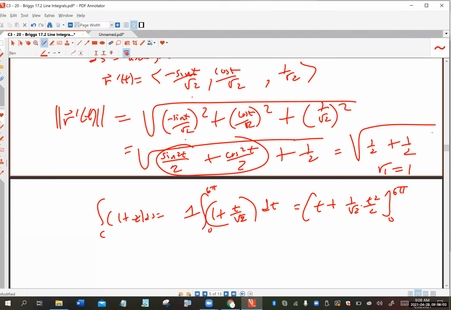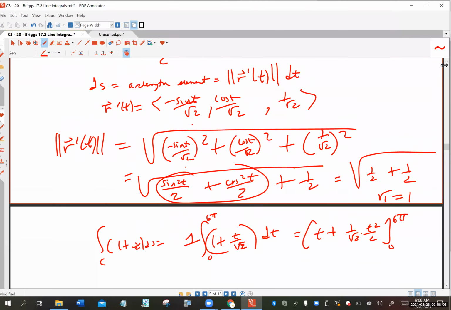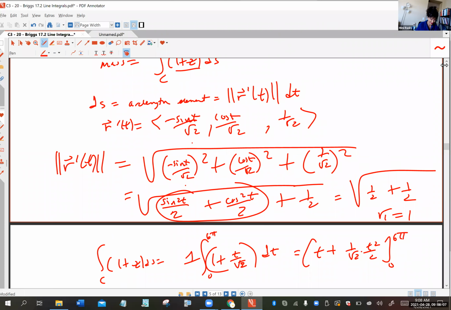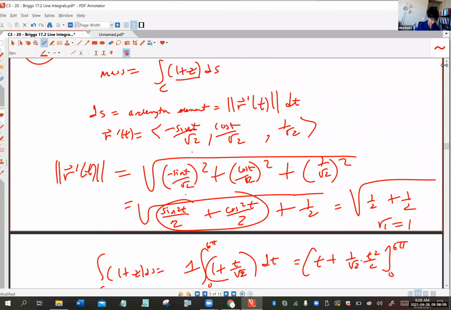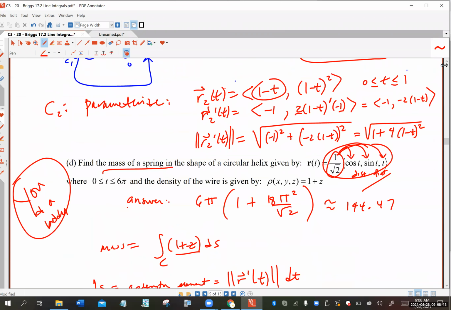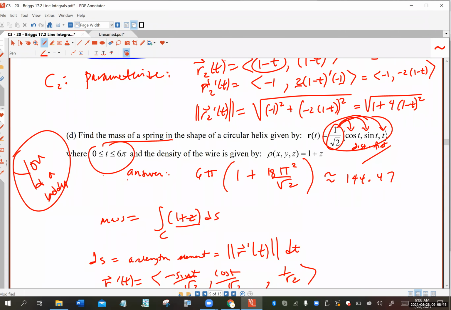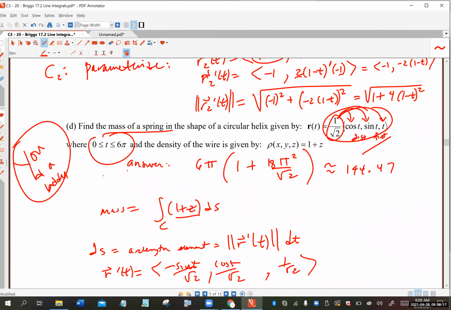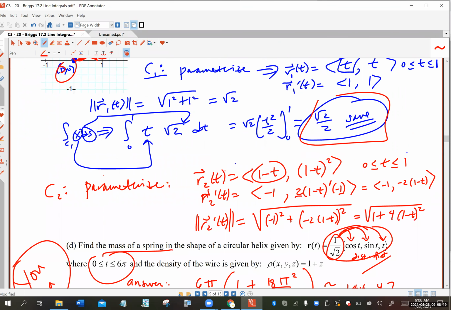I do have one question, and it's mostly about the 6 pi. Because of the half, because you factored out the 6 pi, wouldn't it be just 18 pi then?